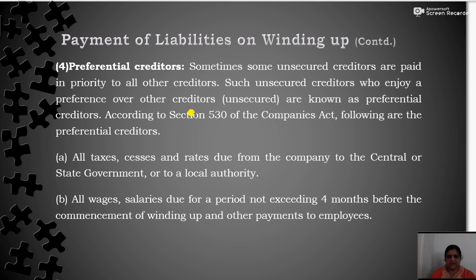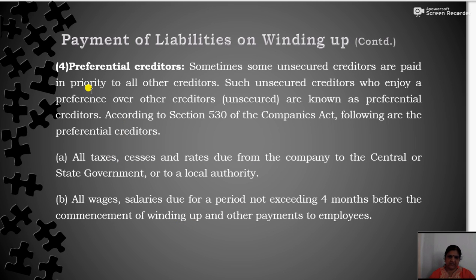Now according to section 530 of the Companies Act, the following are the preferential creditors. One is all taxes, cesses and rates due from the company to the central and state government or to the local authority. Then all wages and salaries due for a period not exceeding 4 months before the commencement of winding up, and other payments to employees. Then there can be various compensations as per certain acts, for example, the Workmen Compensation Act, the Industrial Dispute Act, so various compensation to be paid under various acts can also be included under preferential creditors.